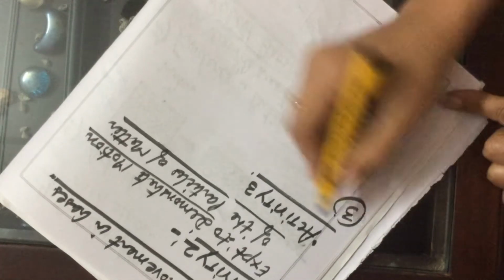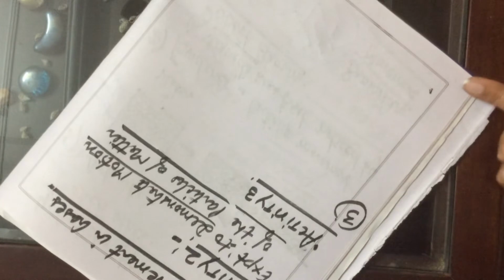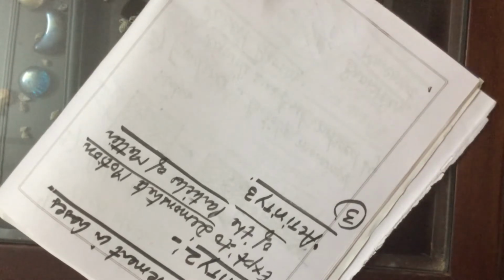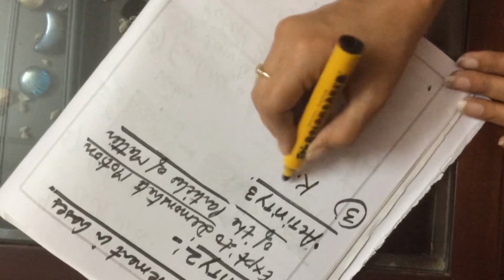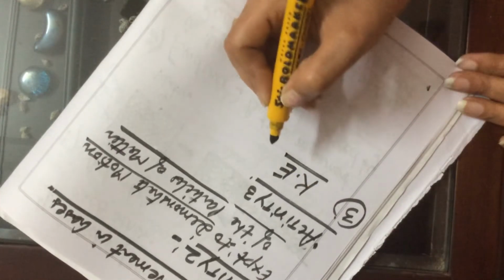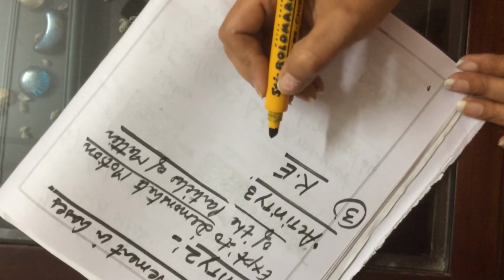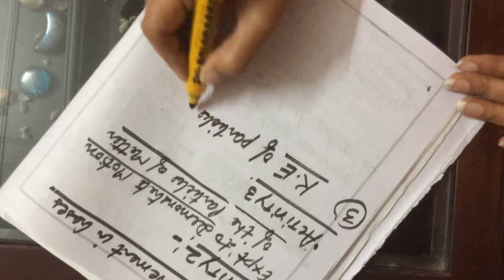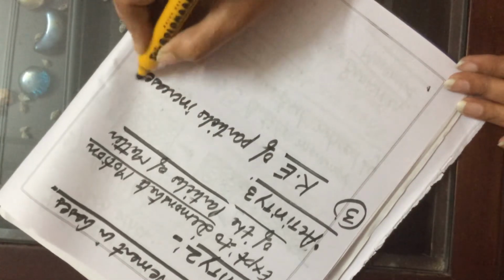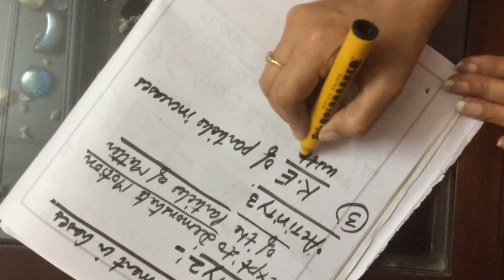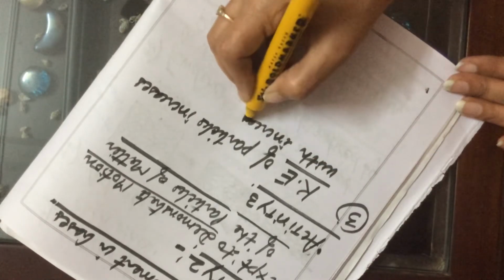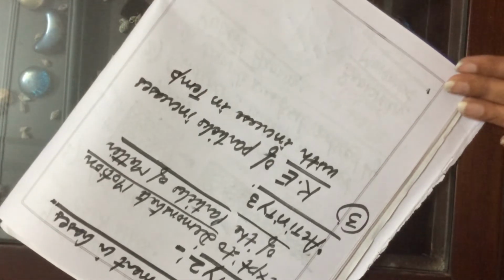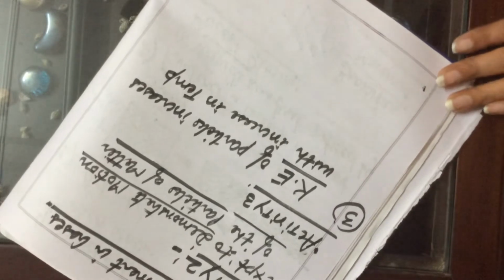Moving on to the third characteristic of particles of matter. Particles of matter possess kinetic energy. Like I just told you, kinetic energy is the energy required for movement. And this kinetic energy of particles increases. How will it increase? With increase in temperature. Kinetic energy of particles increases with increase in temperature.